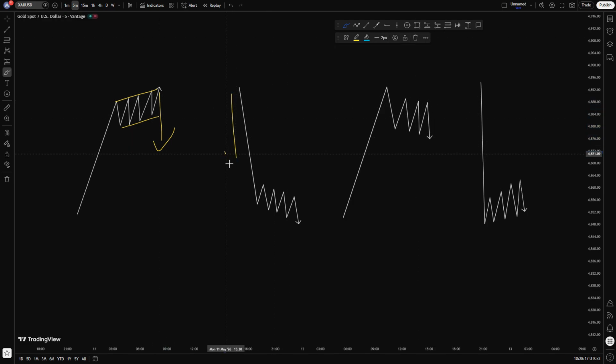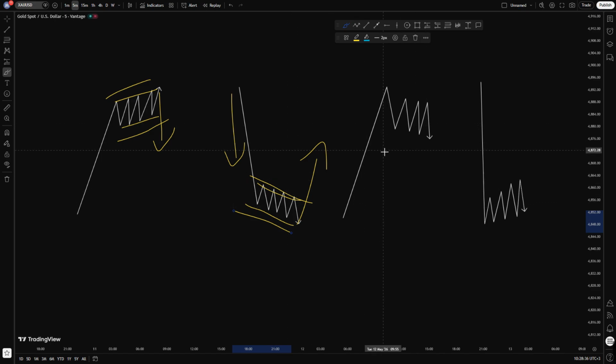Now the second one, we see that price is pushing to the downside, and we see a pattern like this, right? With this pattern, price is likely to push to the upside. Can you see the difference? This one is facing up and this one is facing down, right?